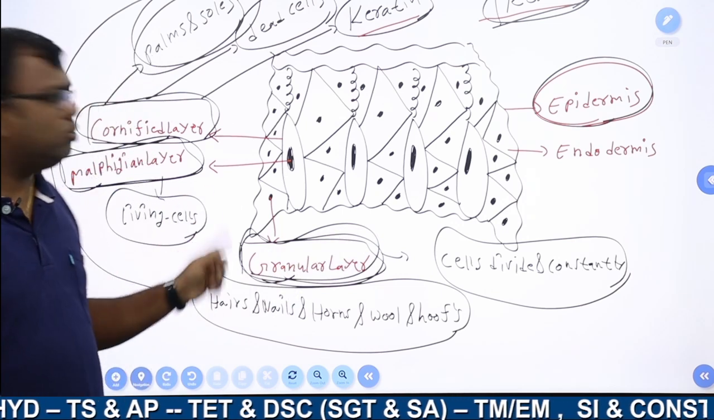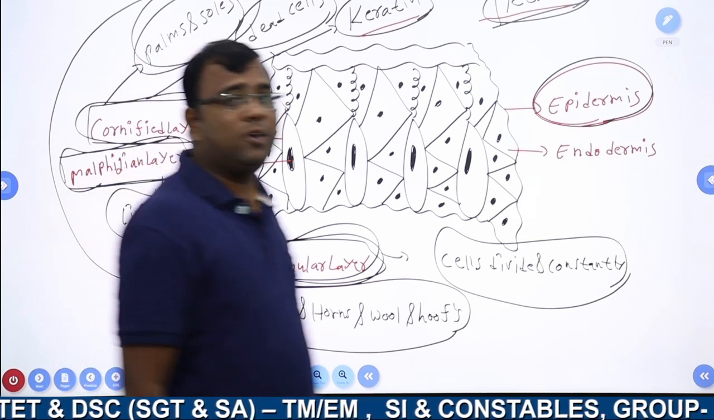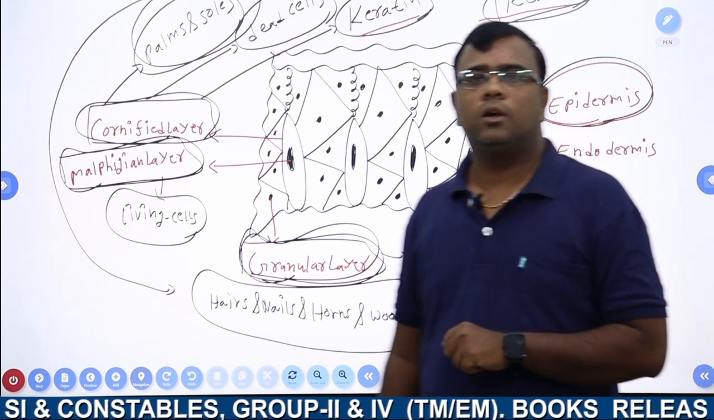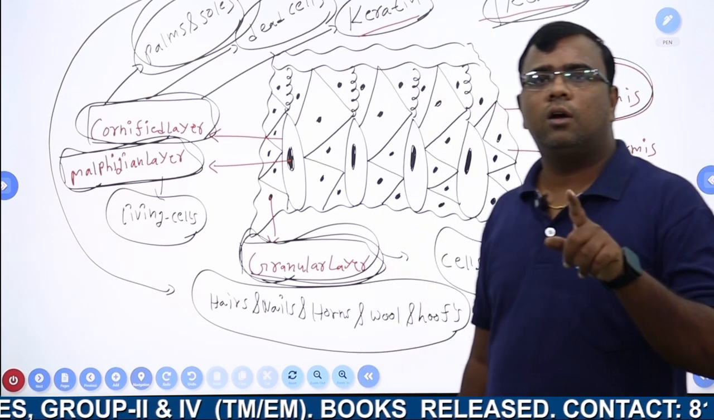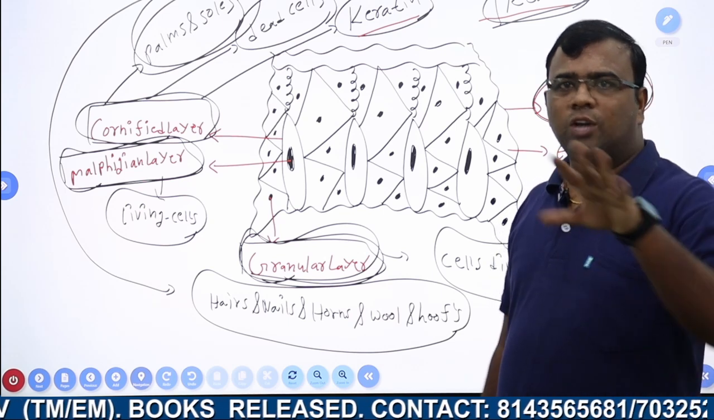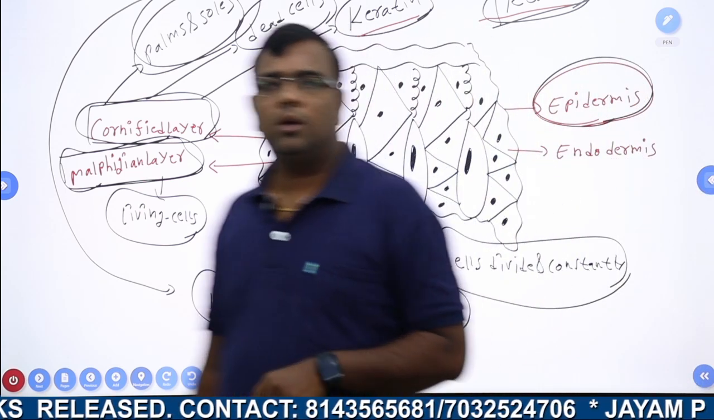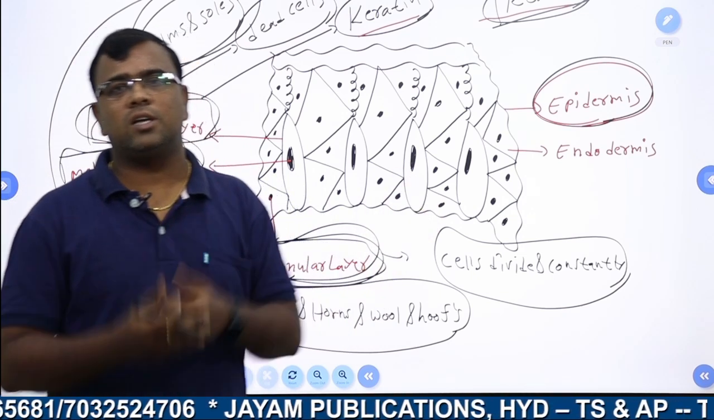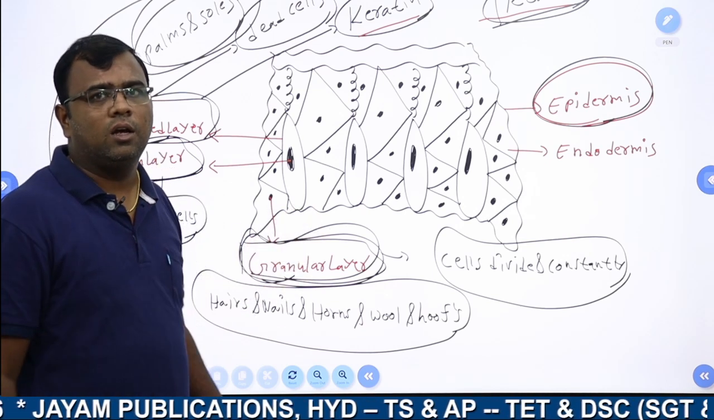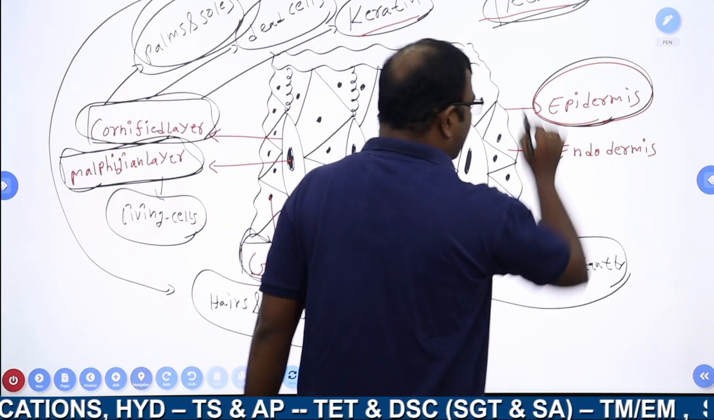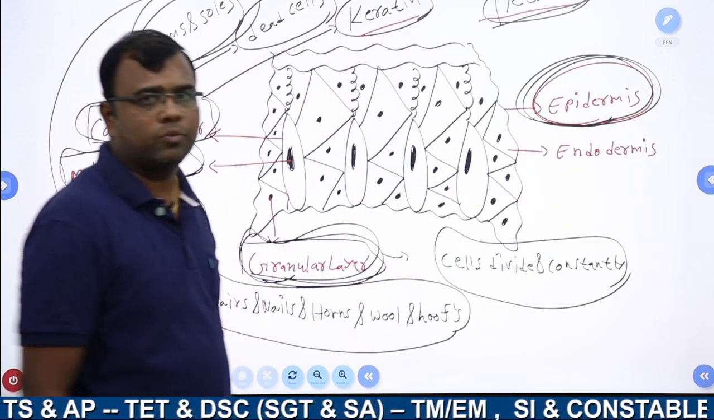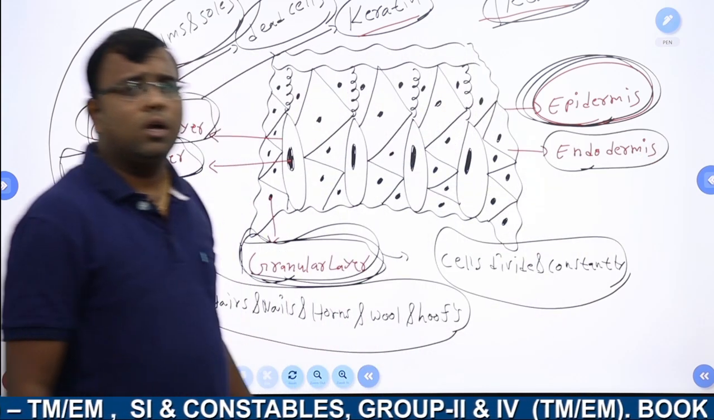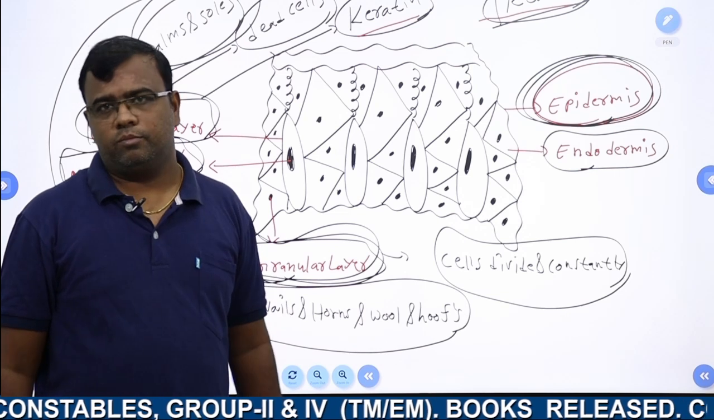The next layer is the Malpighian layer. It is present in the total human body except palms and soles, and it contains living cells. The third layer is the granular layer, whose function is that cells divide constantly. This is the first part of the skin, the epidermis. The next part is the endodermis. This is the inner layer of the skin.